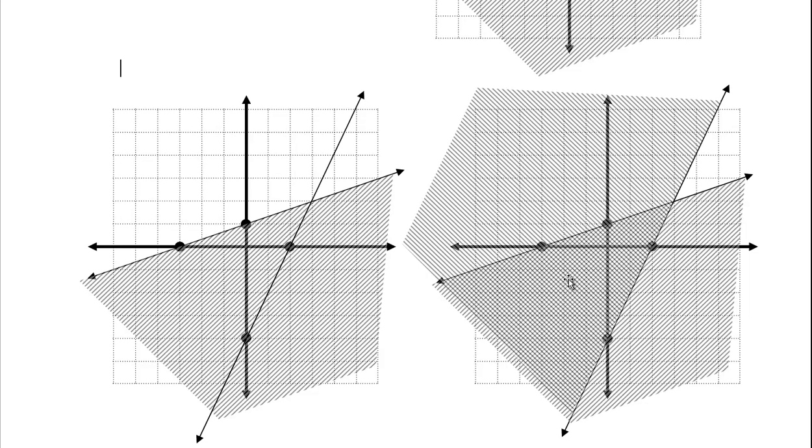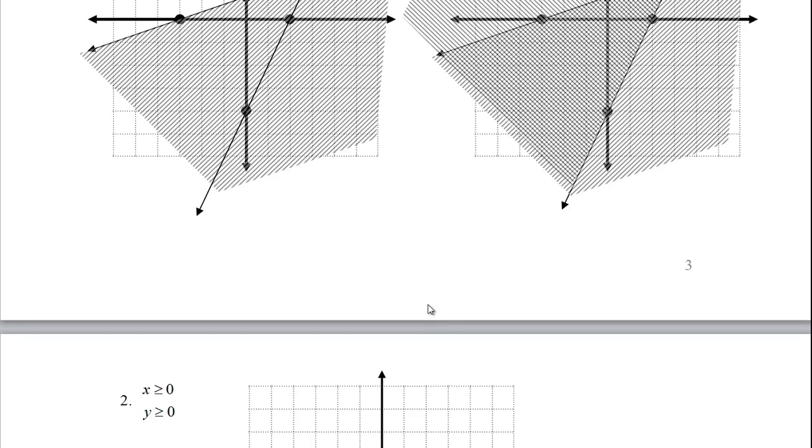The overlap. Notice the checkerboard effect right here. That is my solution. These are the points that will work in both of those inequalities at the same time. So in the back of the book, the answer that you will see, or the picture you will see, will just be the overlap. You will not see these other pieces. Okay? So that would be my solution. So it's similar to what we've done before. We're just saving graph paper.